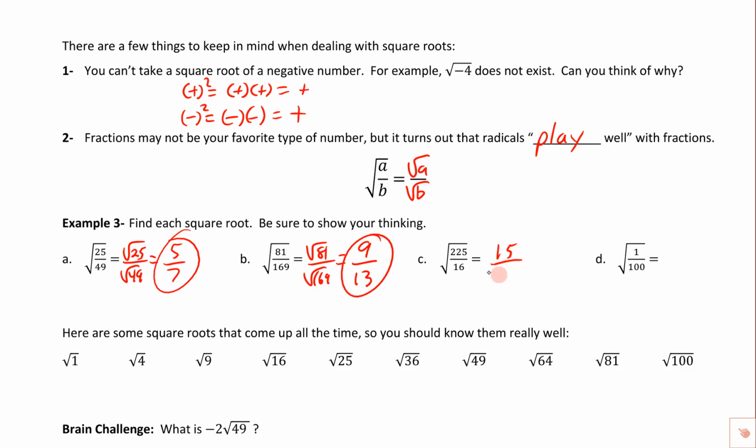So this is going to be 15 on the top. Square root of 16 is 4. The number we square to get 16 is 4. So there's our answer right there.